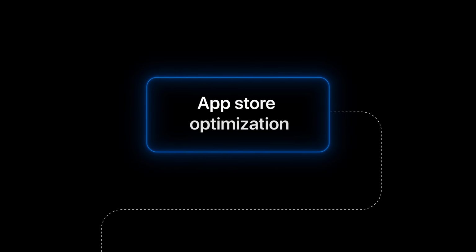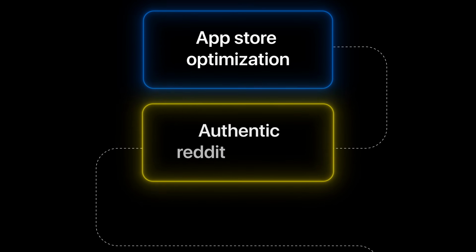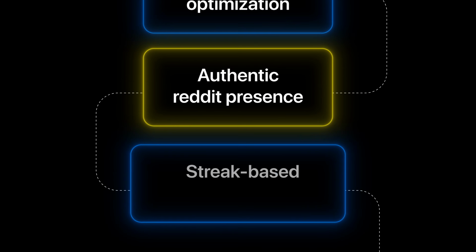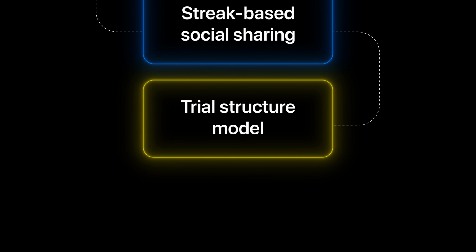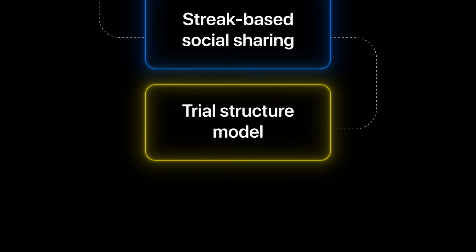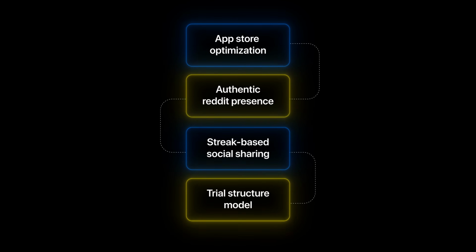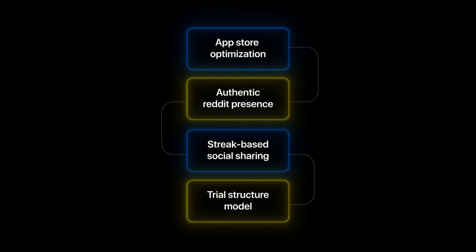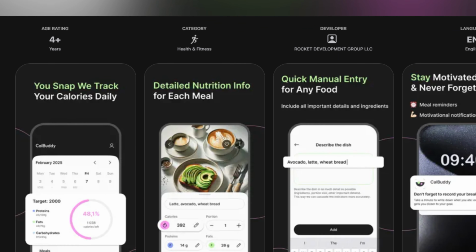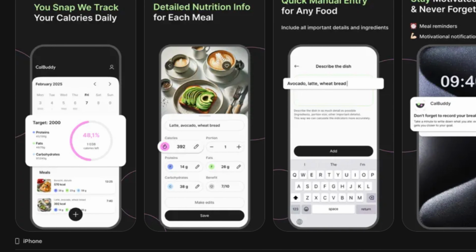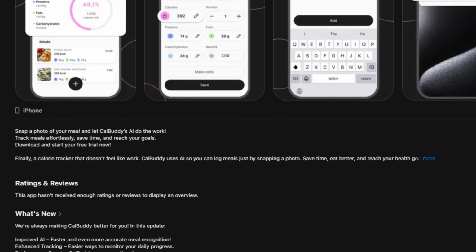Put those 5 pieces together: App Store optimization around the specific AI scanning mechanic, authentic Reddit presence in struggle-focused communities, streak-based social sharing, and a trial structure that builds real habit before asking for payment. And now you have a distribution system built specifically around what makes this category of app spread, not just a generic playbook borrowed from a different kind of product entirely. CalBuddy got to $50,000 a month with exactly this kind of focused, mechanic-specific growth strategy. There's no reason a faster, better-built clone with the same distribution discipline can't get there too.